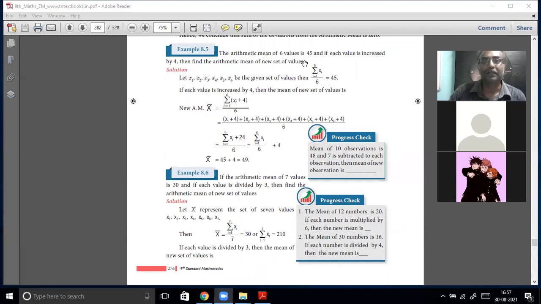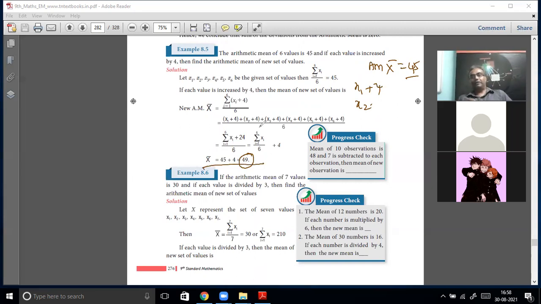Can you guess? Without seeing, can you guess how much? Just guess. The original arithmetic mean, x bar, is 45. Each value x1 is increased by 4, x2 plus 4, and so on. So now from the property, you know the answer is 49. Now you just have to prove it. So how do you prove it?